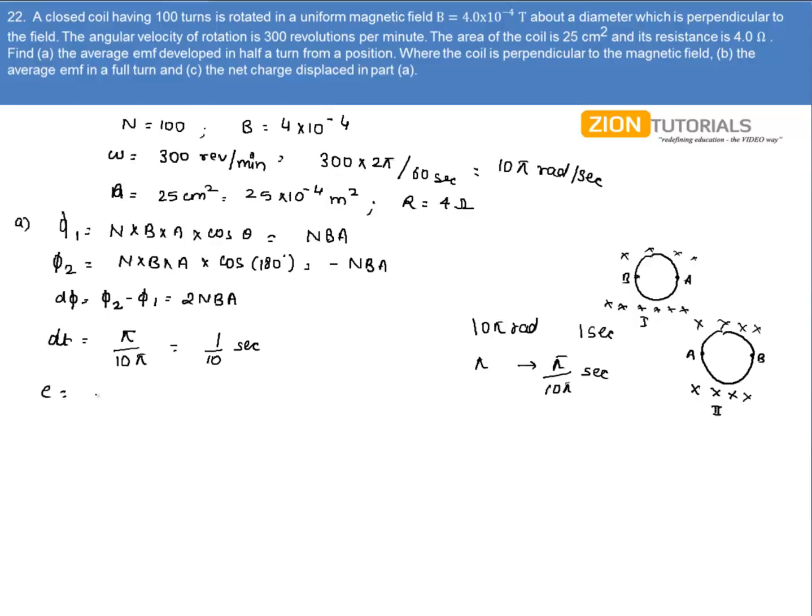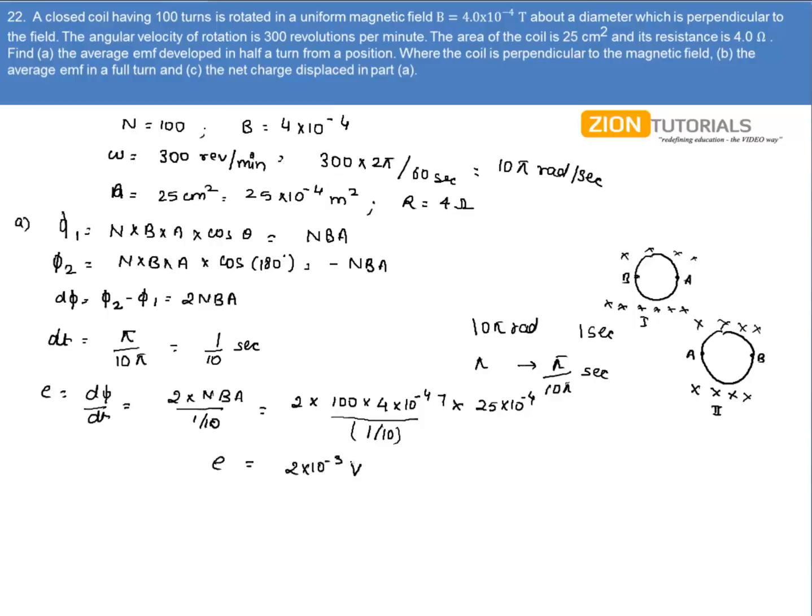So EMF induced will be d phi by dt. So we had 2 times N into B into A divided by 1 by 10. Substituting all the values, 2 into N as 100, magnetic field is 4 into 10 to the power minus 4 Tesla, area is 25 into 10 to the power minus 4, divided by 1 by 10. On solving this, we get the value of EMF as 2 into 10 to the power minus 3 volts.